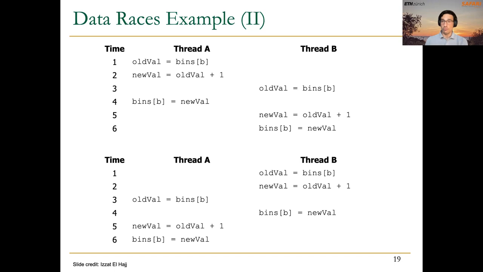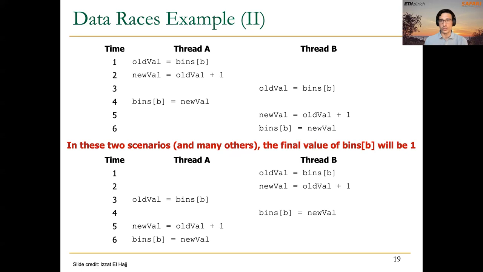And the same happens in this code in the lower part. So in the two scenarios and many other different combinations of how the instructions are executed over time, the final value of beans B will be one, and then it will be wrong.